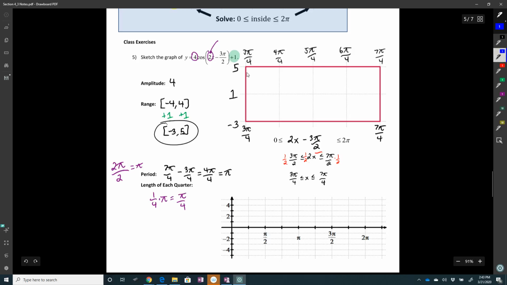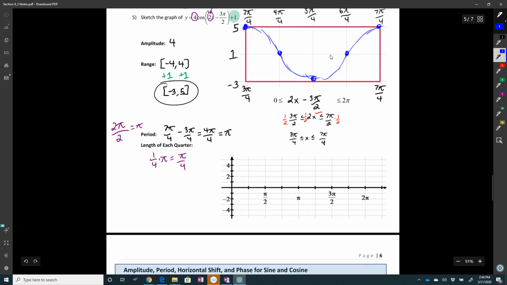So this is just a cosine. Remember, cosine looks like that. So I'm going to start here, here, here, here, here. And all I'm going to do is, here's my box with my picture inside it. I'm going to turn my box and fit it where it's supposed to go in the graph.